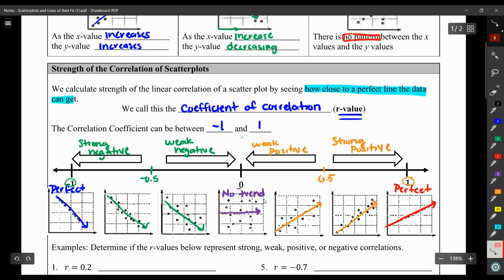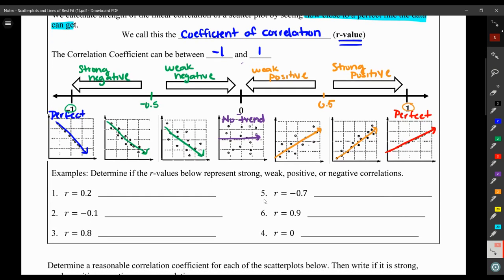How close to a line are they? Are they really grouped together? Or are they really spread out? And then the positive or the negative is the direction the coordinates are going. So we're going to use these R values and try to determine: is it strong, is it weak, is it positive, or is it negative correlation?